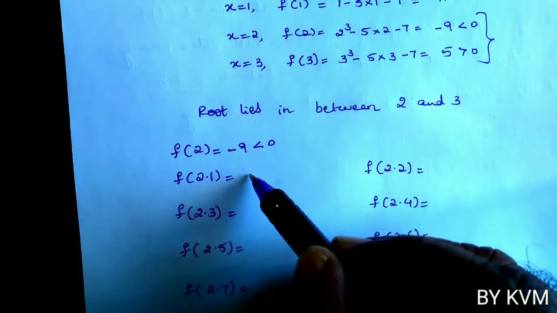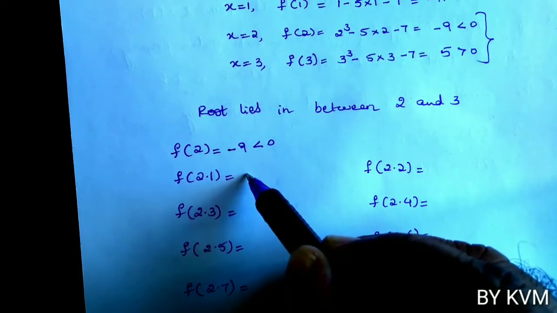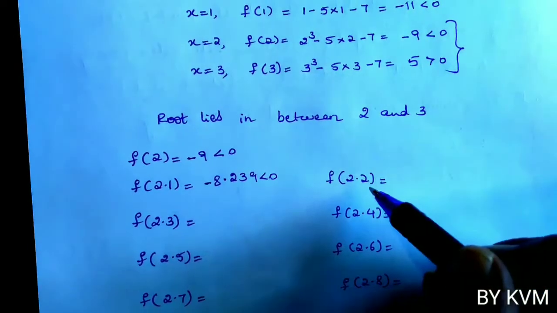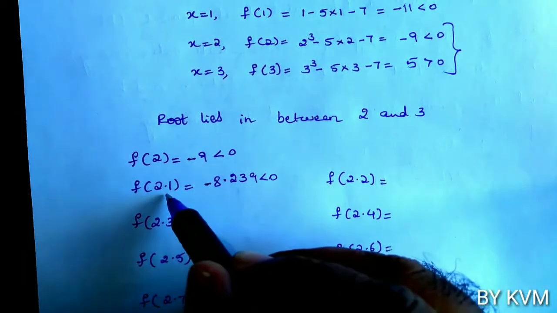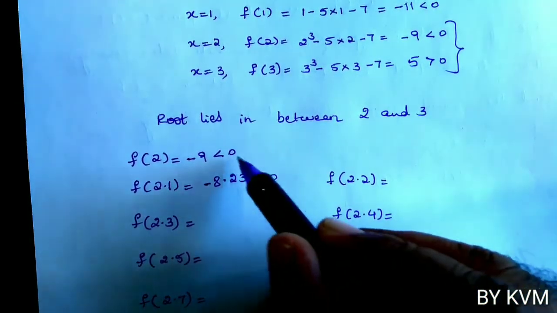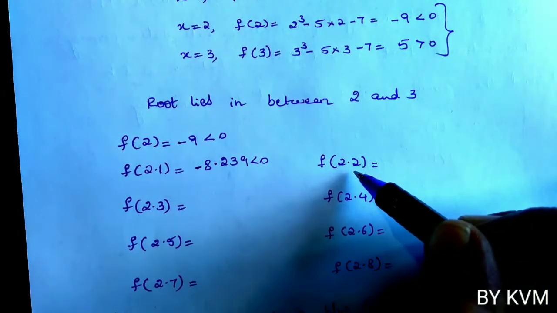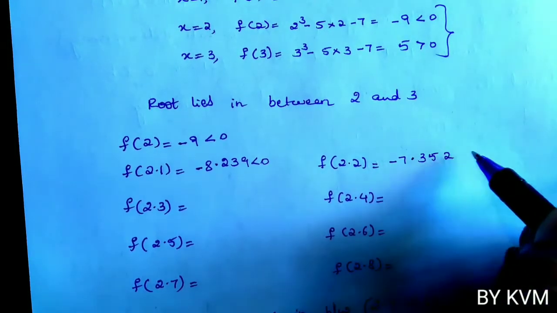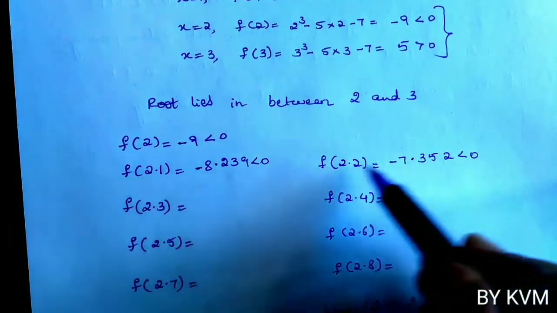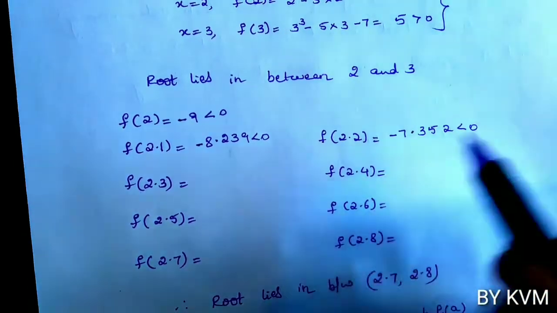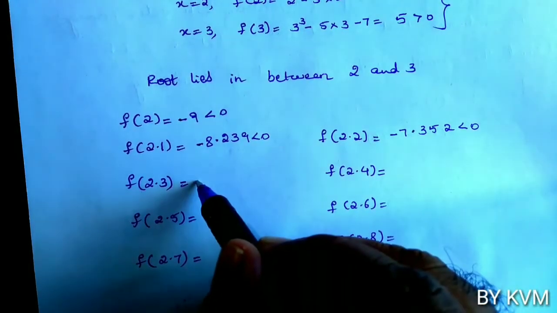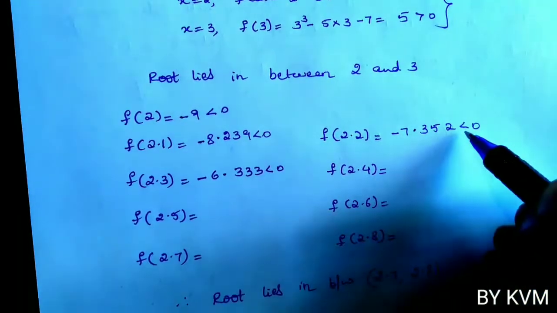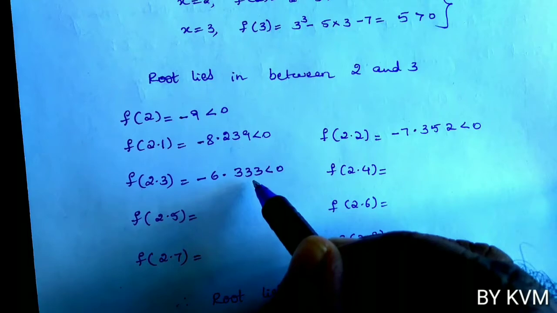So f(2.1), using the calculator, is -8.239, less than 0. Again f(2) is less than 0 and f(2.1) is less than 0, so the intermediate value property is not satisfied here. So put x = 2.2: f(2.2) is -7.352, less than 0. So f(2.1) and f(2.2) are both less than 0; again the property is not satisfied. Put x = 2.3: this is -6.333, less than 0. Again the property is not satisfied.